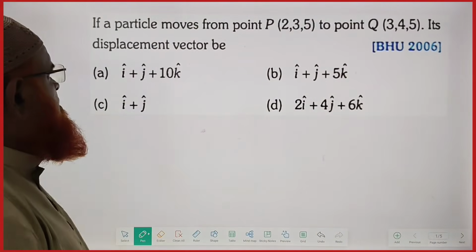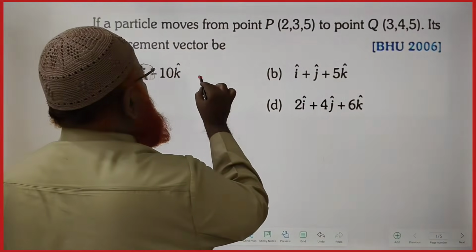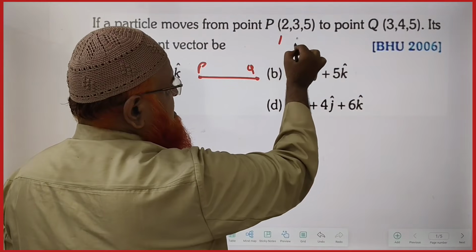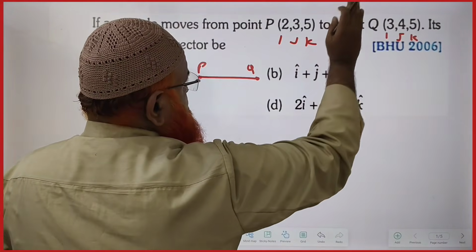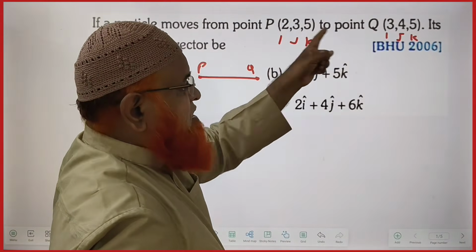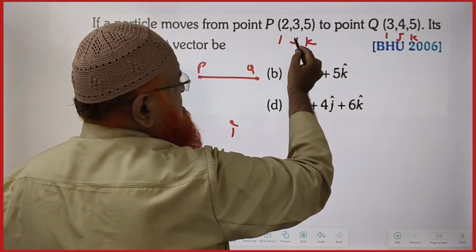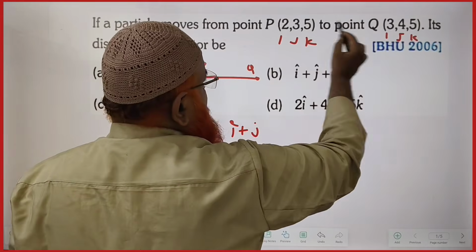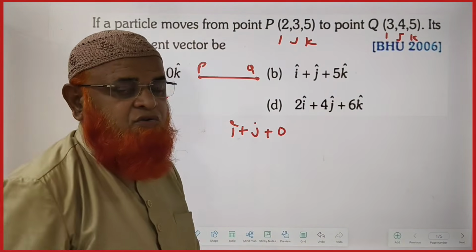Now, if you observe this problem, a particle moves from point P to point Q. So from here to here, P to Q. You have to find out the difference. You know these three are taken as i, j, k. This is also i, j, k. So for the difference, final point minus initial point. 3i minus 2i is going to be i. Again, 4j minus 3j is going to be plus j. And 5k minus 5k is going to be 0. Your answer is this one. Like this, we have to solve the problems.